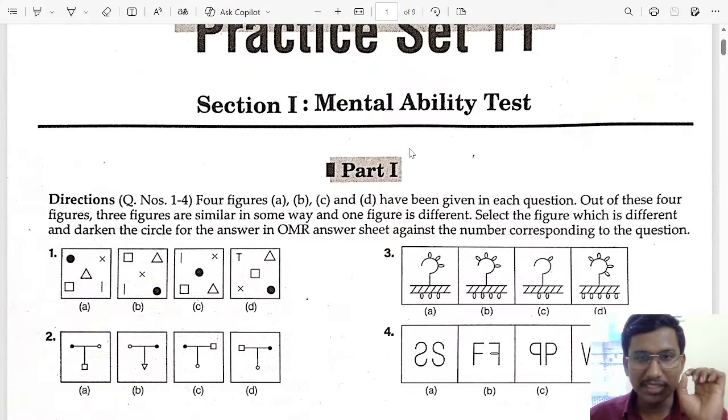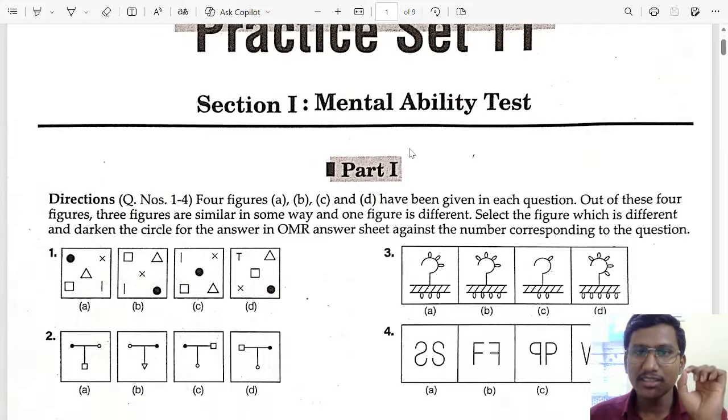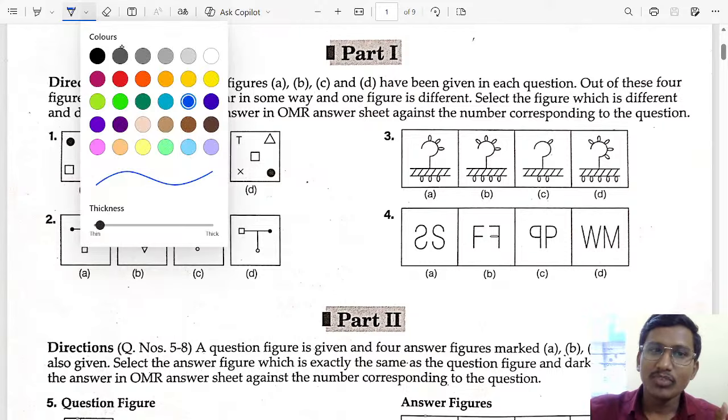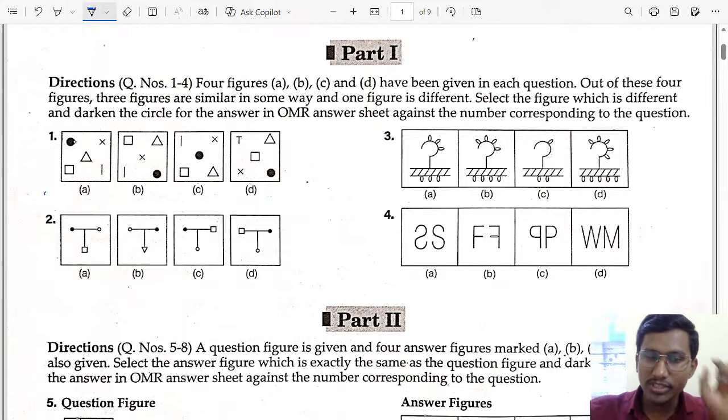So first will be mental ability, and in that the first part will be odd one out. So the first question, if you see, what will be the answer? Tell me. There are 4 questions. Tell me the answers for the 4 questions.